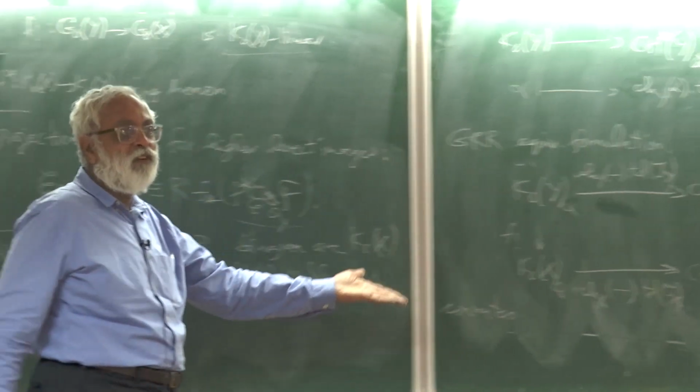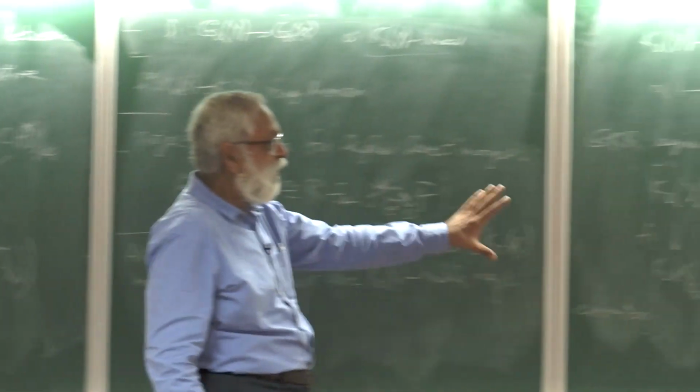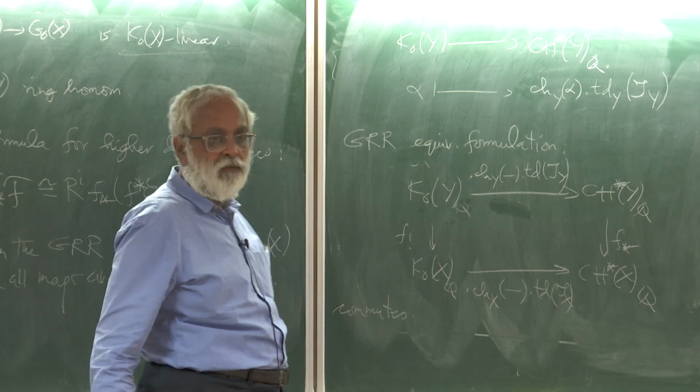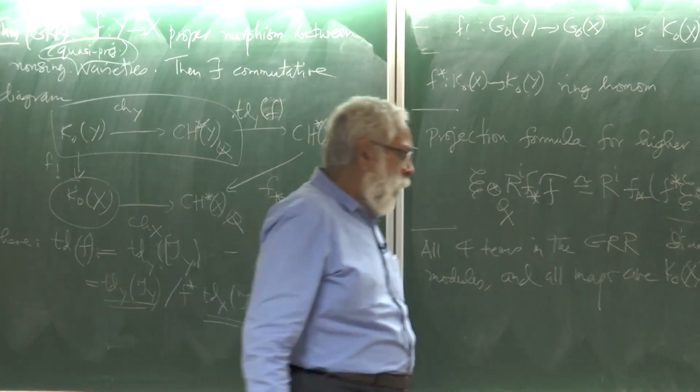If there was some torsion of some kind, you could, in principle, try to understand it on this side. There you tensor with Q the moment you took the Chern character. You have no choice there, in this context.